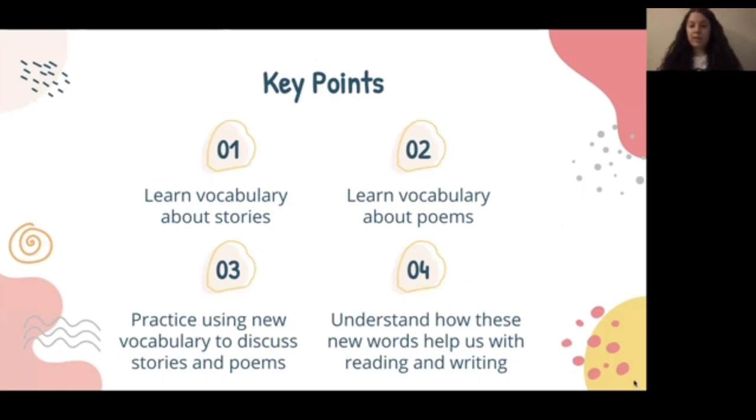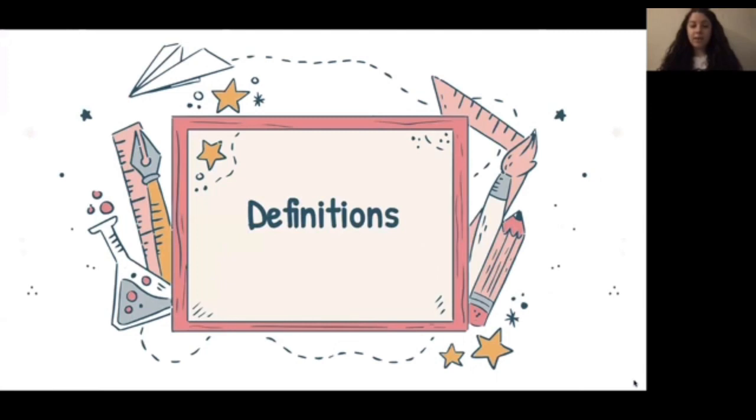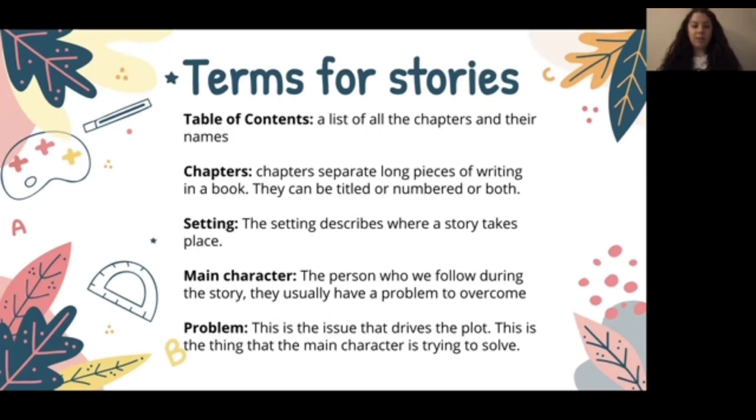First, we want to learn some definitions. Here are some definitions for stories. First, we have the table of contents. The table of contents is a list of all the chapters and their names. Chapters separate long pieces of writing. They can be titled or numbered or both.